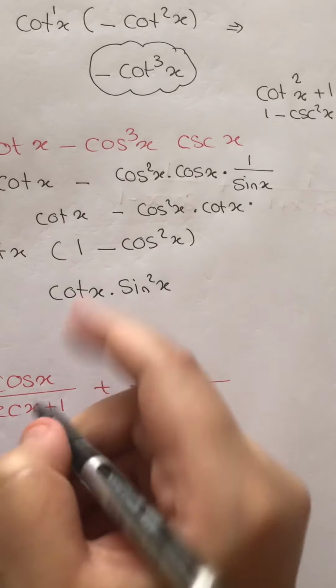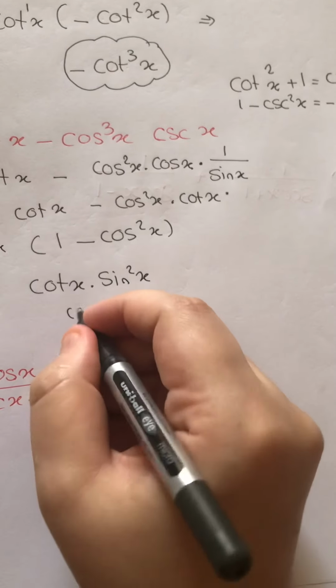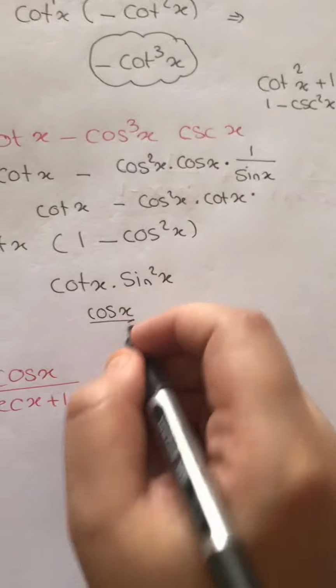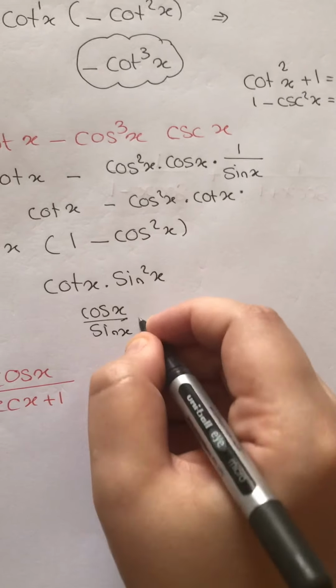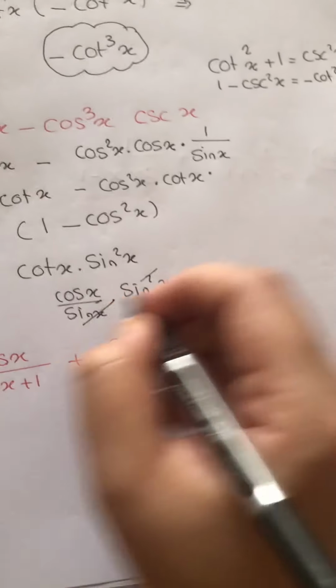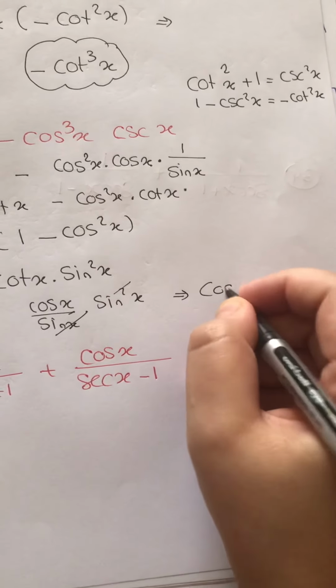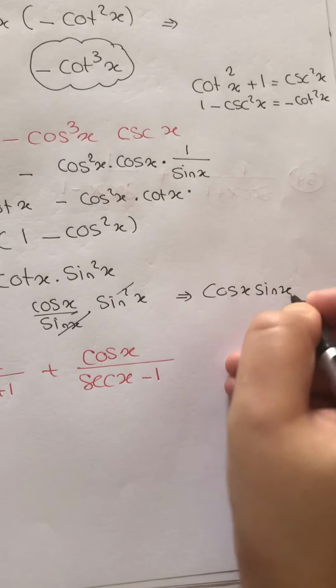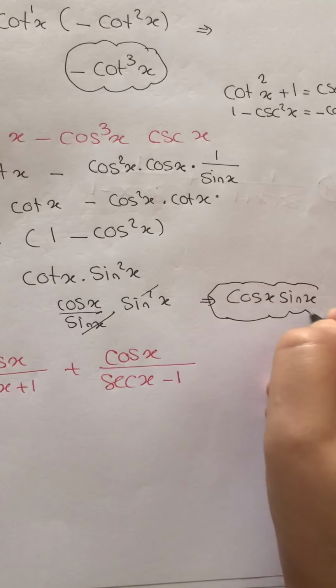Okay. What can I do about cotan over here? I think I can go on cosine over sine times sine squared x. This cancels one of those, so your answer is cosine x sine x or sine x cosine x. No problem.